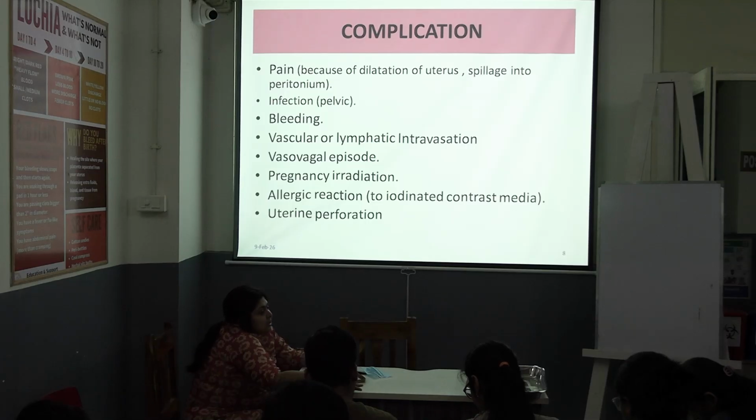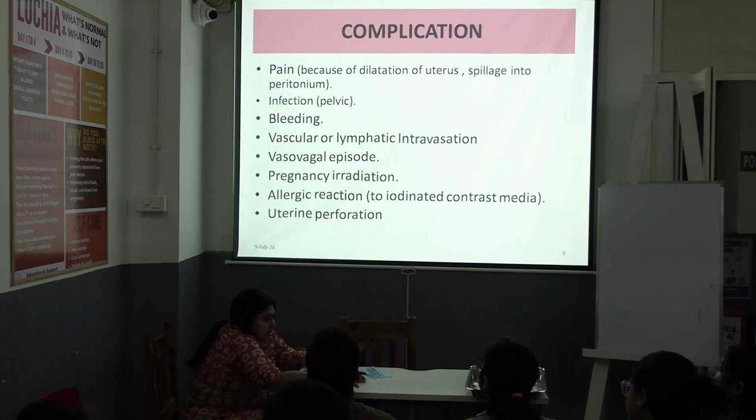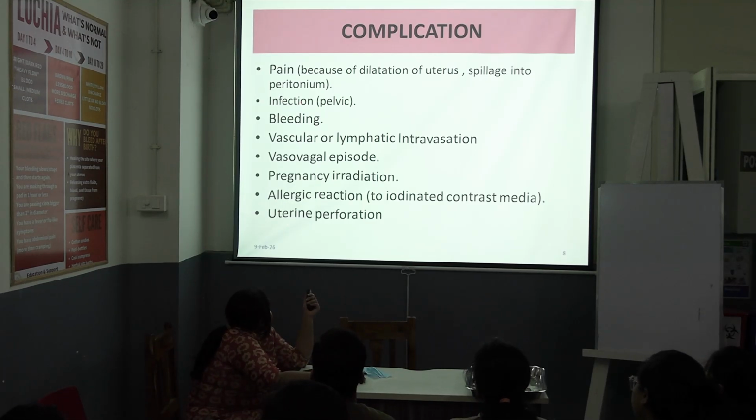Now, what can be the complications? Sometimes the patient screams with so much pain that you have to abandon the procedure. Infection might be there and bleeding might be there. If you do not position or hold the uterus and cervix in a proper manner, or you put excessive pressure while dilating the internal os and external os, you might even perforate the uterus. So there might be bleeding, infection, pregnancy, irradiation, vasovagal episode because of the pain, and uterine perforation as well. There can also be an allergic reaction due to the iodinated contrast material.